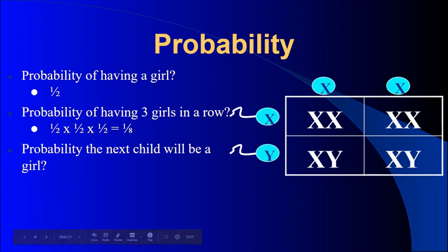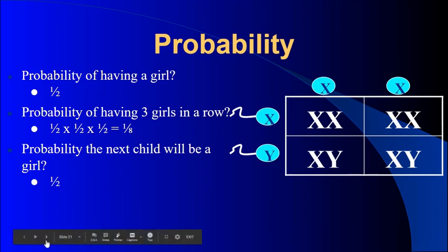So what's the probability that the next child will be a girl? This is a trick question. It's asking about one individual child that will be born next. It is not saying what's the probability of having 4 girls. And since we're talking about one individual child, it doesn't matter what's happened previously. All we care about is this one individual. So the probability would be 1/2.